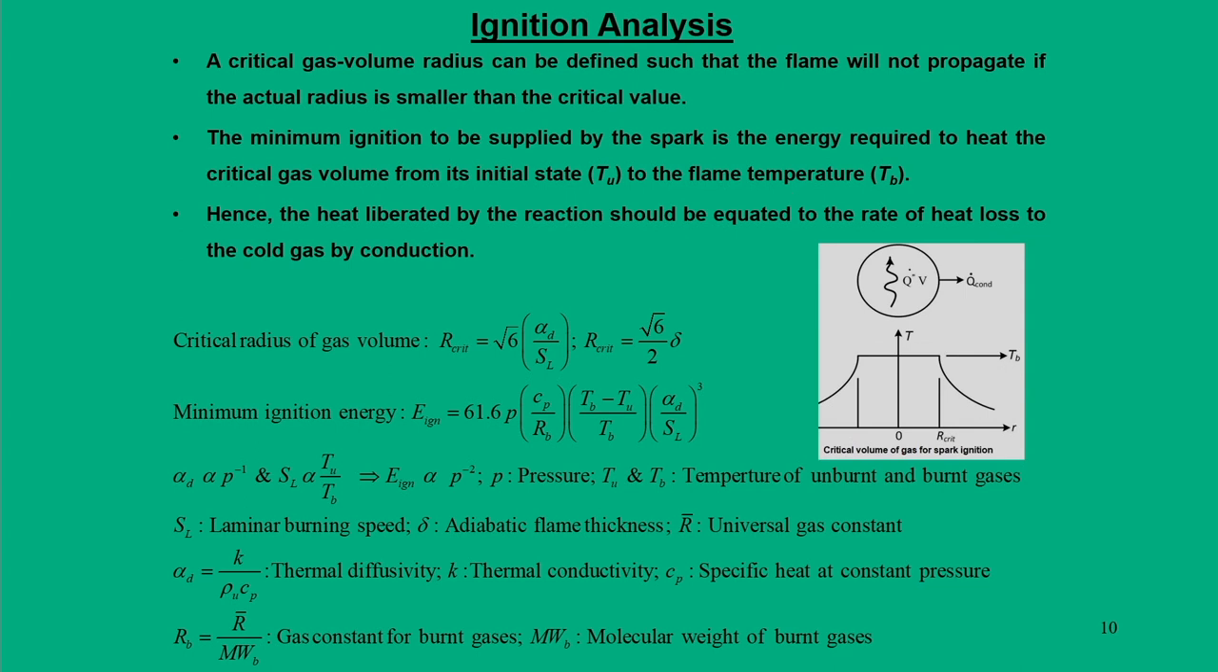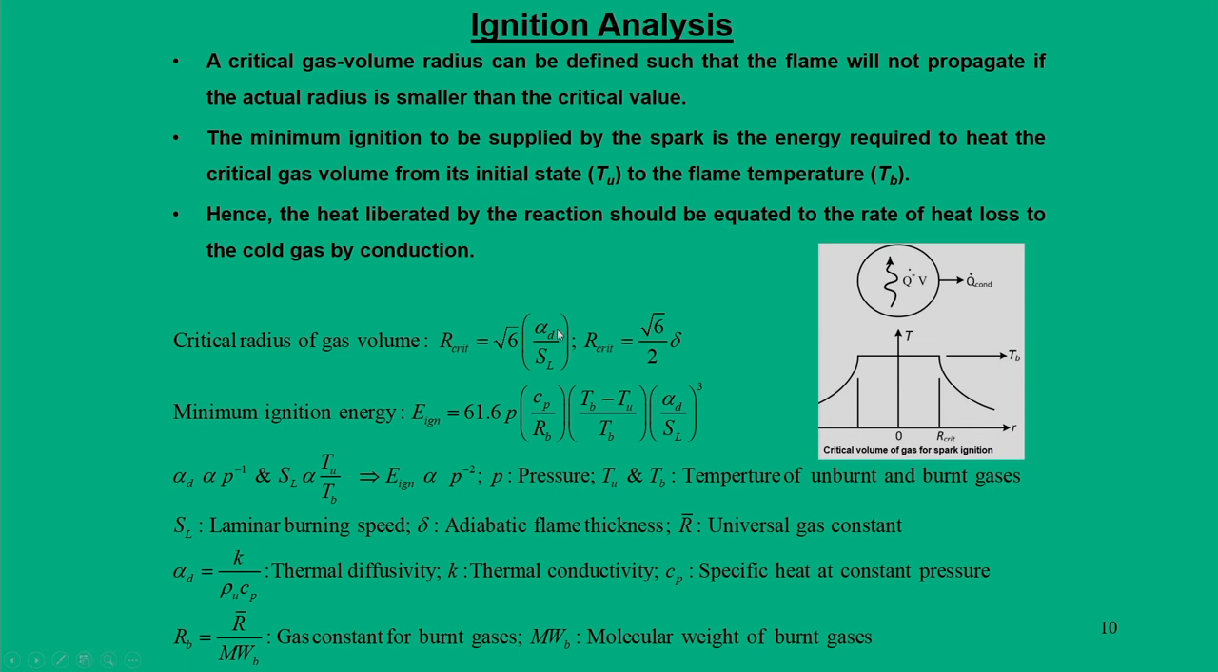There are mathematical treatments available in the book, but what I have taken here are the end results. For a spherical gas volume, we are going to find the critical radius for the gas volume, and that critical radius is a function of the thermal diffusivity alpha, and flame speed, or in other words, the critical radius is expressed in terms of flame thickness. Based on this, we also have expressions for minimum ignition energy, which is given by these expressions: equal to 61.6 P Cp by Rb, whole bracket, Tb minus Tu by Tb, into alpha D by SL to the power 3.